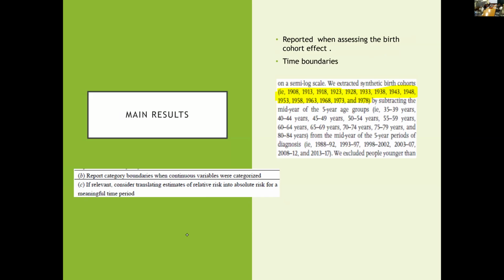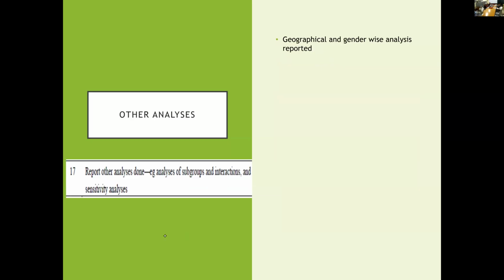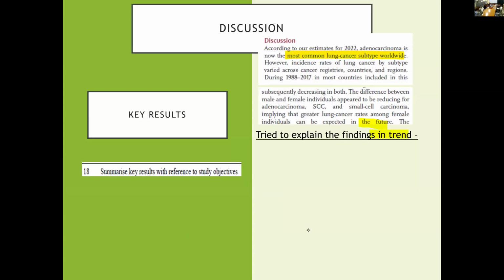Next, describe the category boundaries where continuous variables are categorized. Here the continuous variable taken was the birth cohort. They divided it into 5 groups, and they have given the time boundaries for this. Other analysis, if there's any subgroup interaction or sensitivity analysis: they have done a geography trend and a gender-wise analysis. So coming to the discussion of the study, the key results.